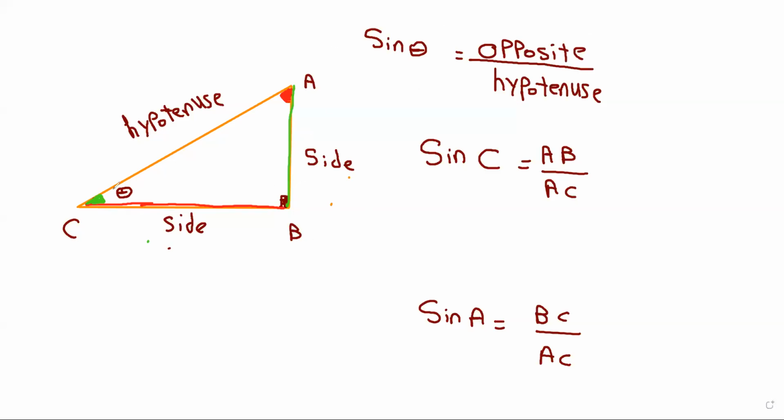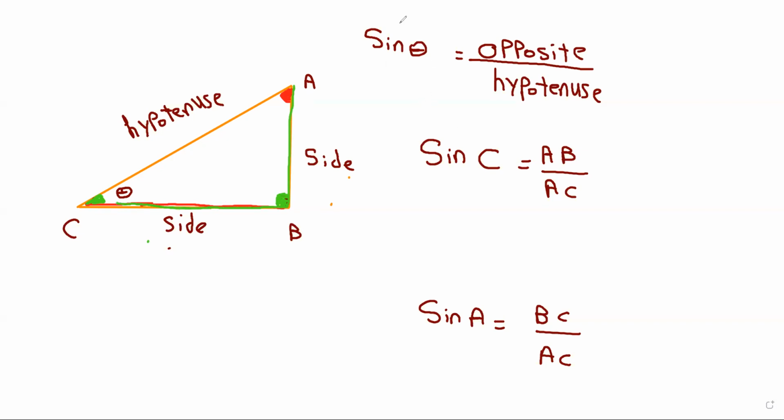In the right angle triangle, we have three sides. The hypotenuse is the longest side in the right angle triangle, and it is the side opposite to the right angle. And we have the other two sides, which are called the two sides of the right angle. Here the right angle is B, and the two sides are AB and BC.